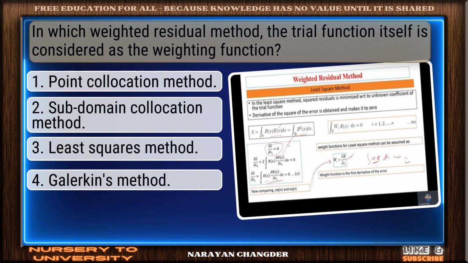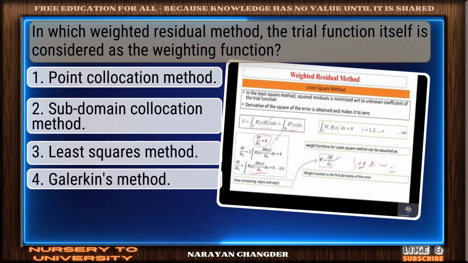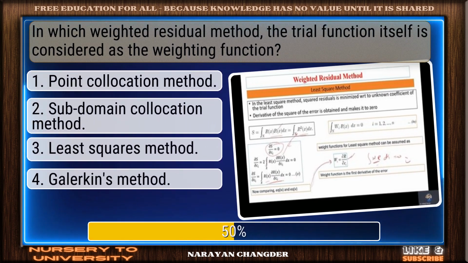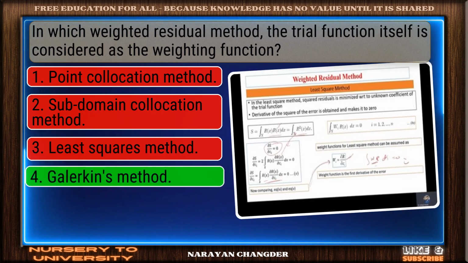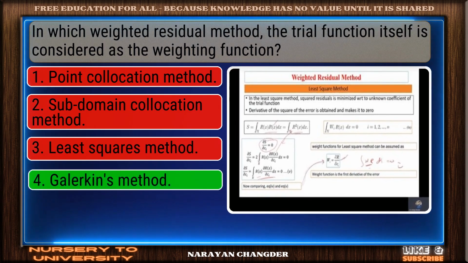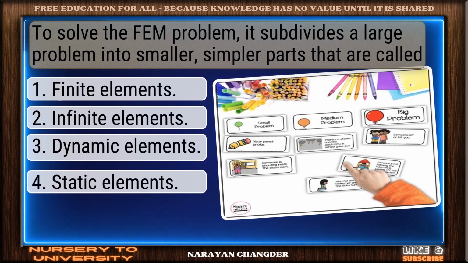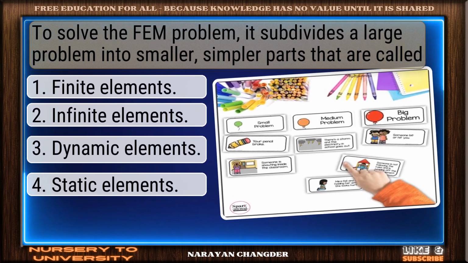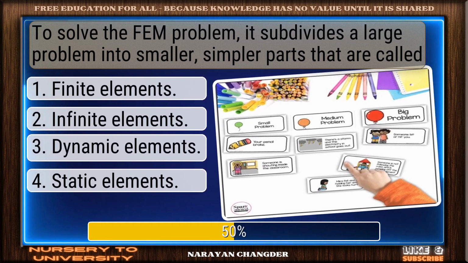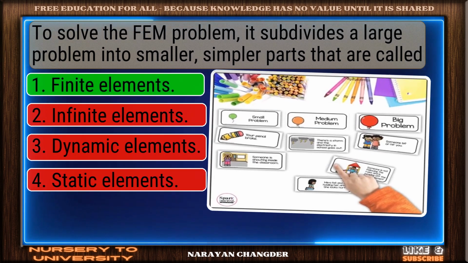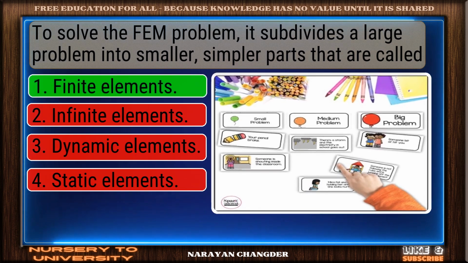In which weighted residual method is the trial function itself considered as the weighting function? You're right. Galerkin's method is the correct answer. To solve the FEM problem, it subdivides a large problem into smaller, simpler parts that are called. Well picked. Finite elements is the correct answer.